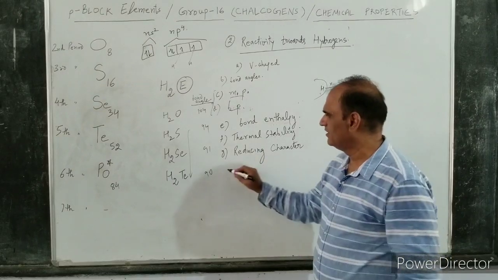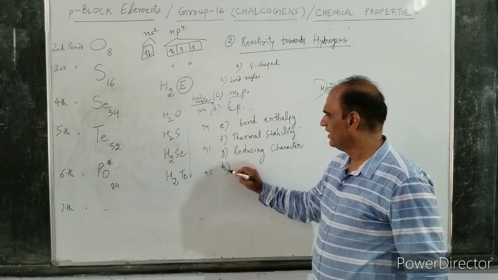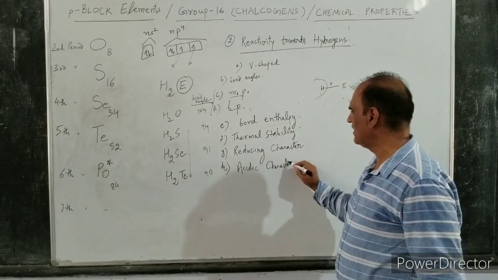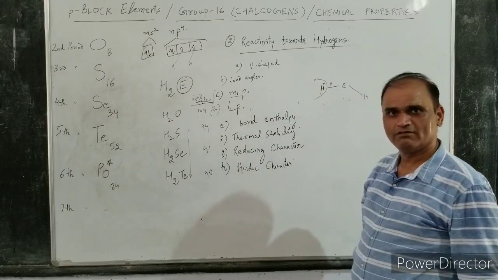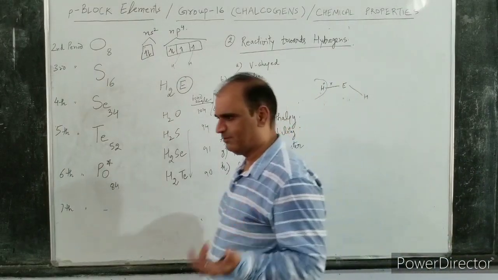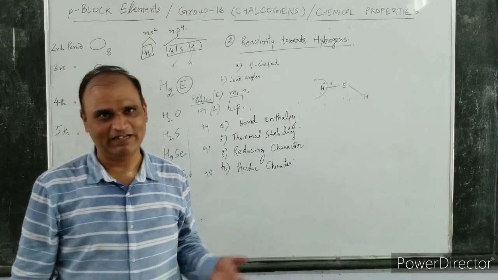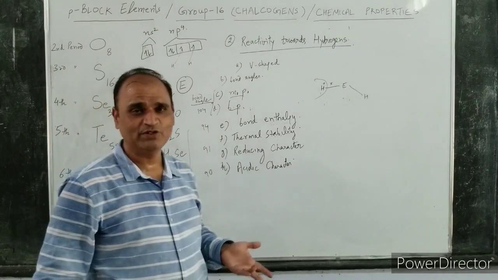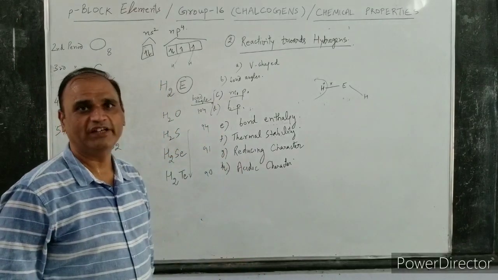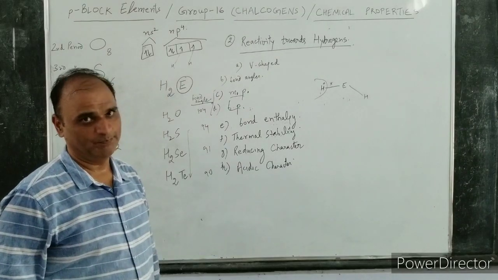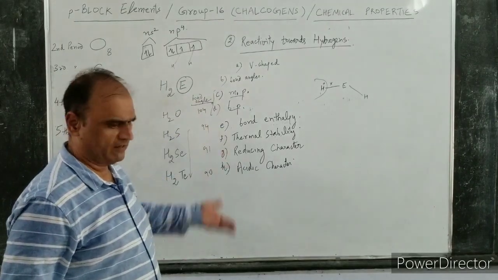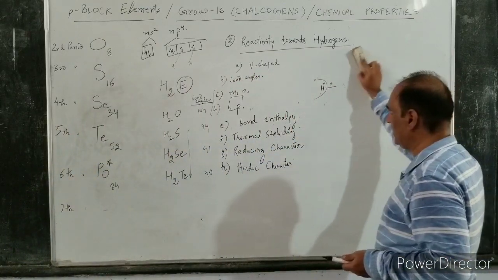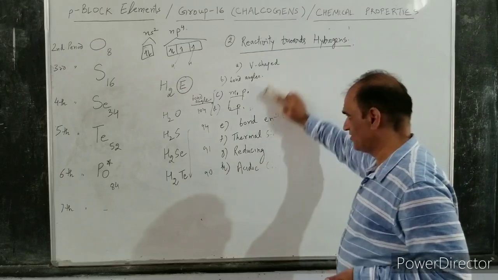And related to this, last is their acidic character. A substance which gives H+ is acidic in nature. So all these are acidic because when their bond is dissociated, they will lose H+. Their acidic character, like reducing character, will go on increasing down the group. So these are the 6 or 7 concepts which are very important, which we have just studied.